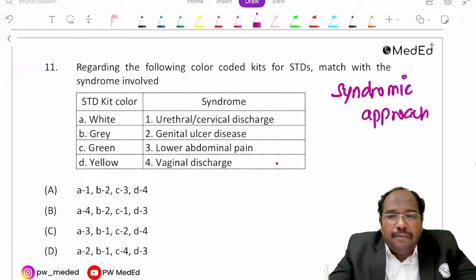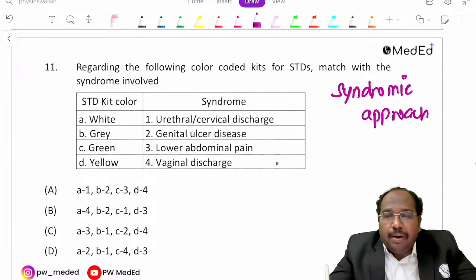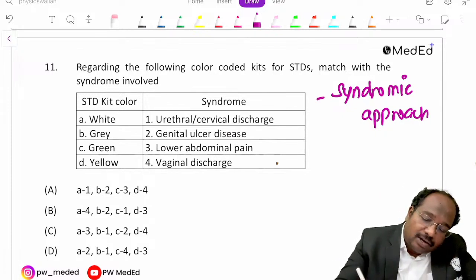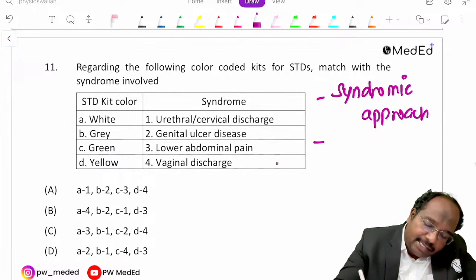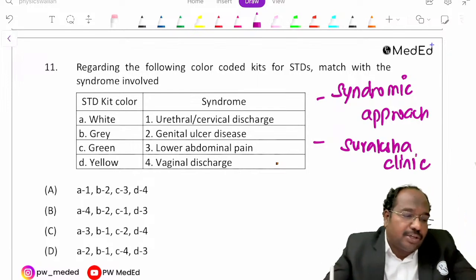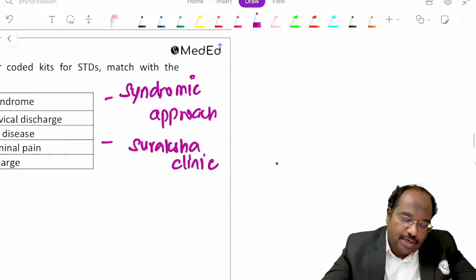STD is very common, but we don't have enough facilities to diagnose it. So this model has been developed by WHO as well as our government. Any patient coming with a particular STD syndrome, let's directly start the kit for them. In that context, they have renamed the STD clinic as Suraksha Clinic, a patient welfare clinic.